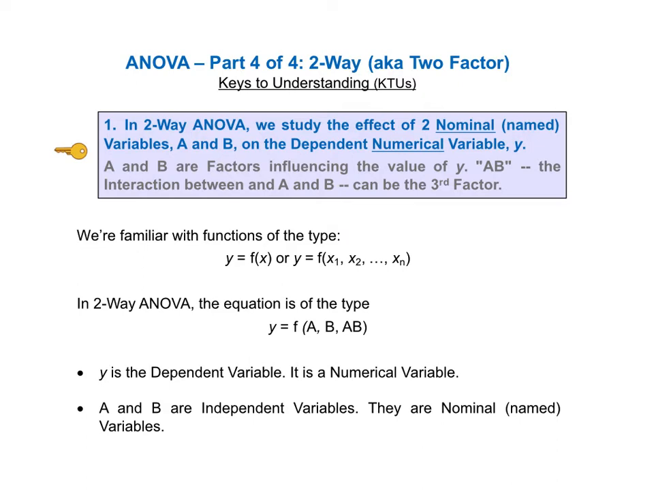Y is the dependent variable. Its value is a number. In our example, y is a numerical measure of cleanliness. The values, which are the variables a and b, can take on names, not numbers. They are nominal named variables.